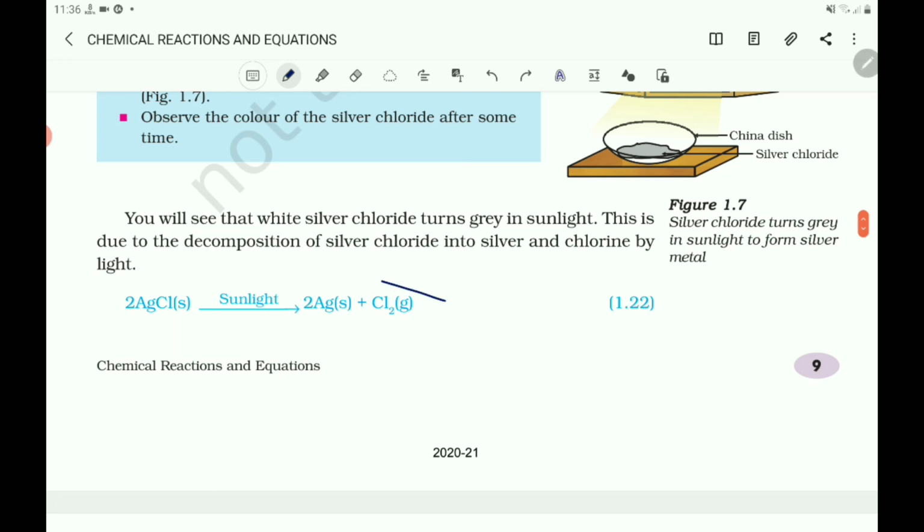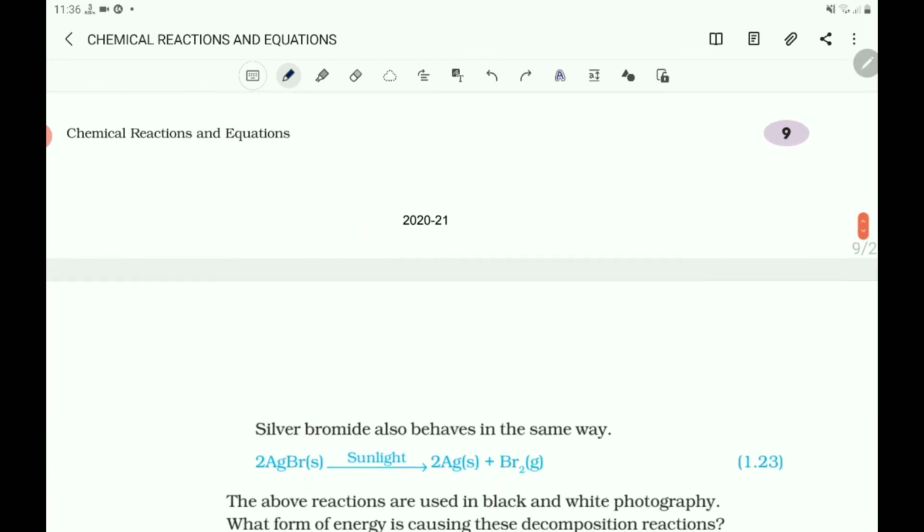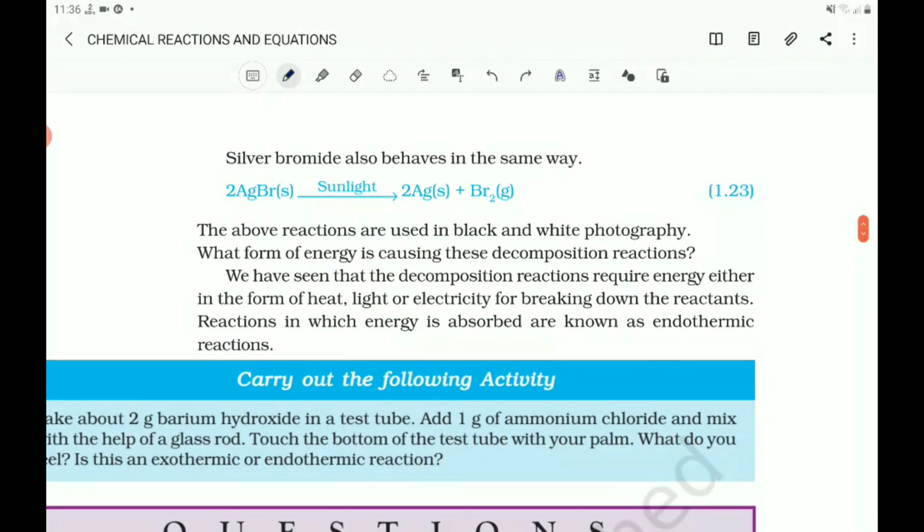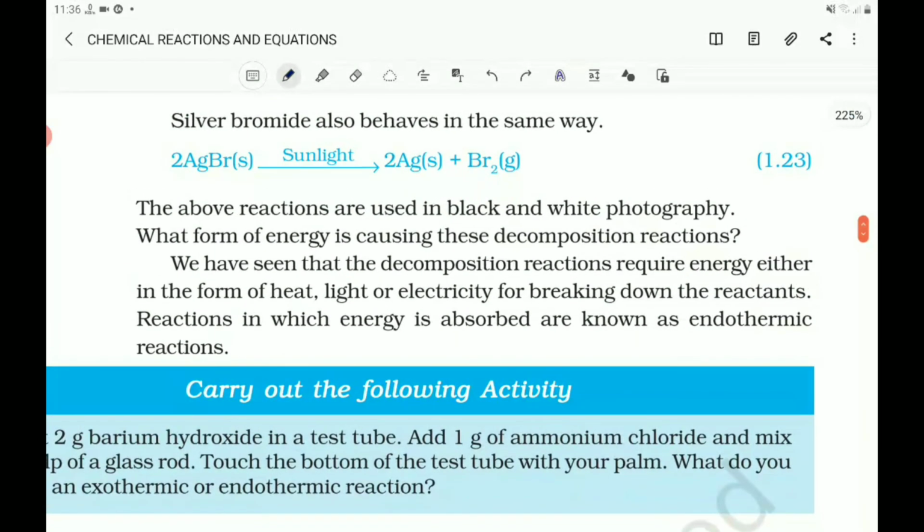Here we have taken this reaction already in the endothermic reactions. Again, silver bromide also behaves in the same way. We have studied this also. That is also under the presence of sunlight. And these reactions are used in black and white photography.